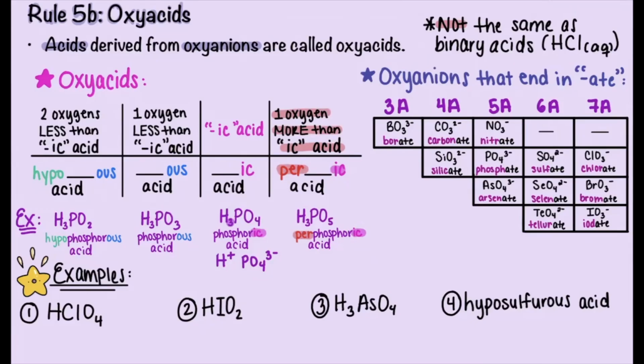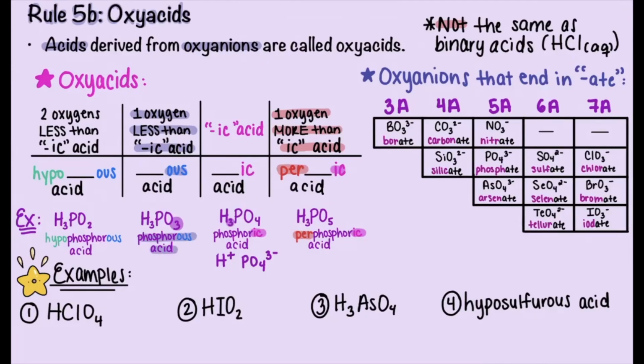But now what if you have one less oxygen than your original ate? So for example, H3PO3. It's a hydrogen in the front, so we know it's an acid, and there's an oxyanion attached next to it. And it came from phosphate. Phosphate is PO4, and now we have a PO3, so we have one less. So instead of phosphite, we're going to drop the ending so it ends in ous acid. So together we get phosphorous acid.